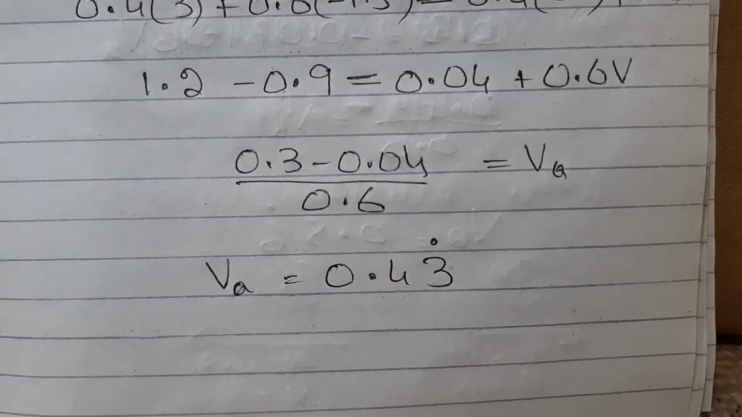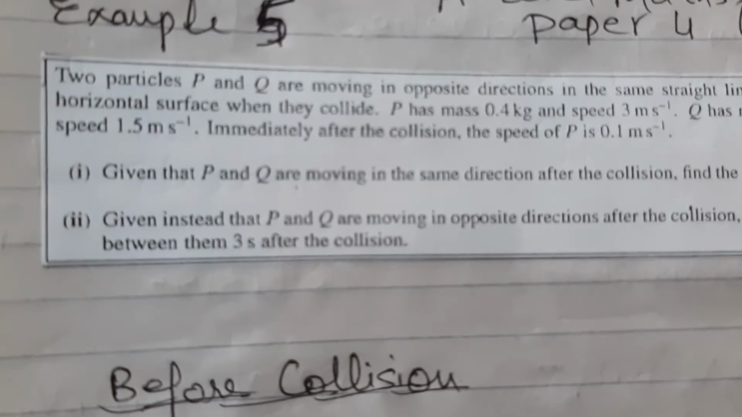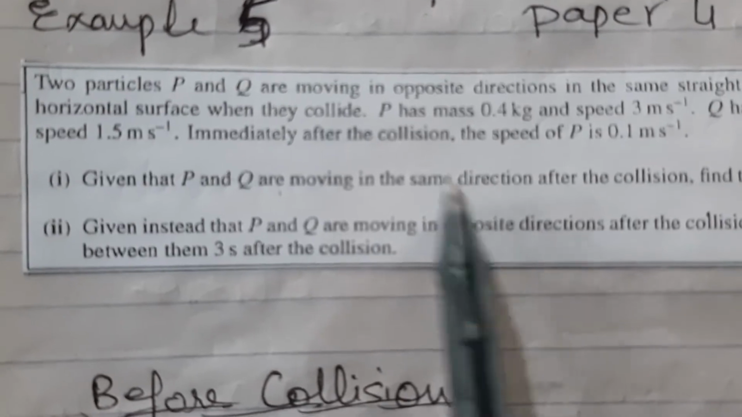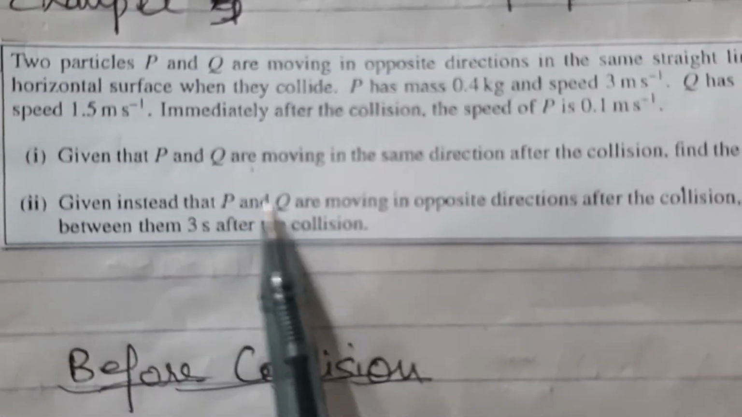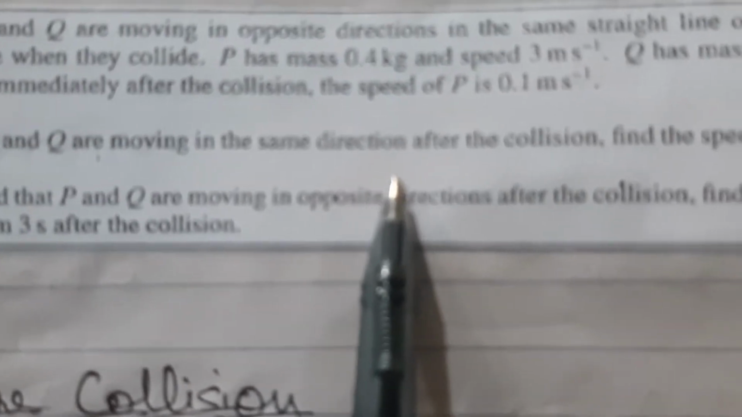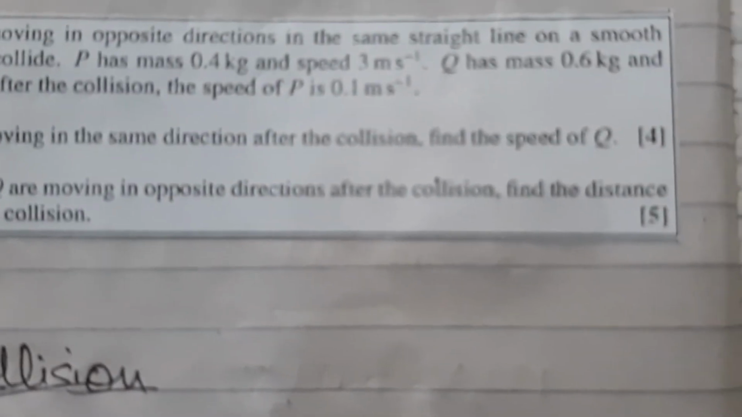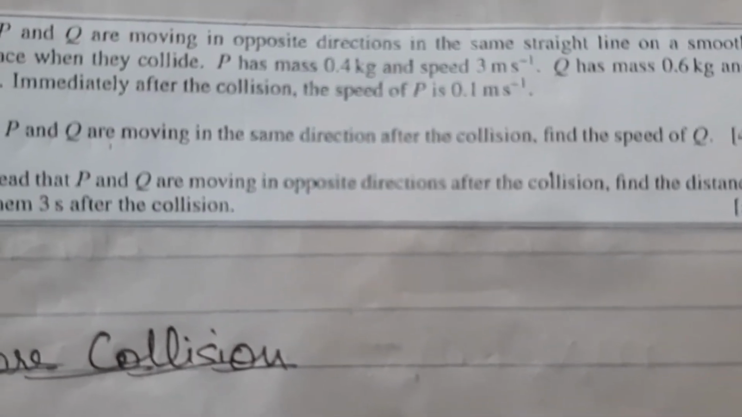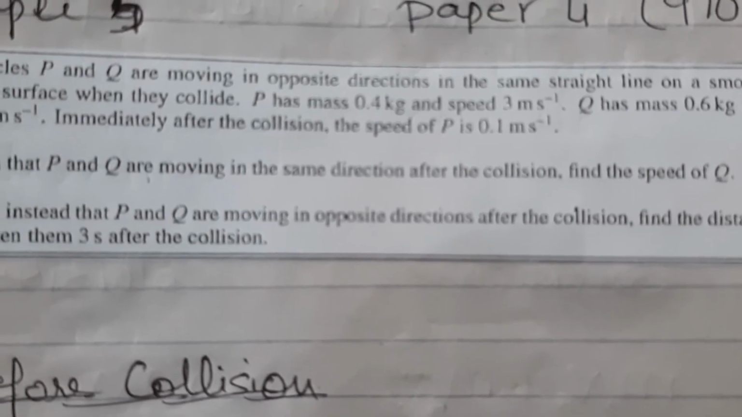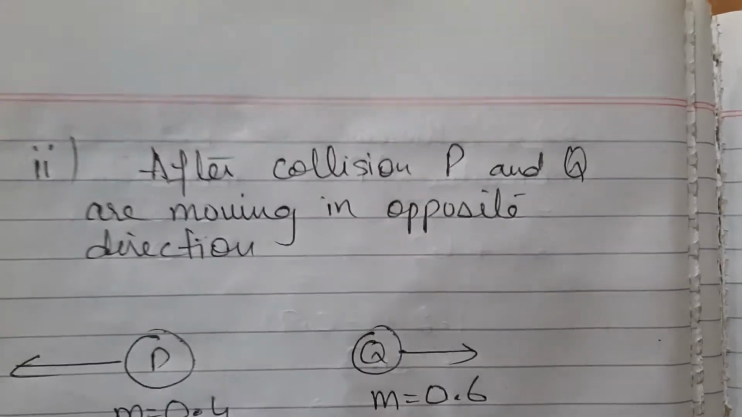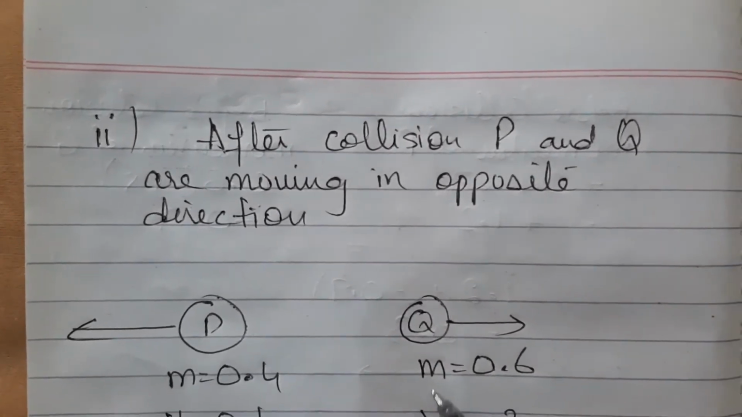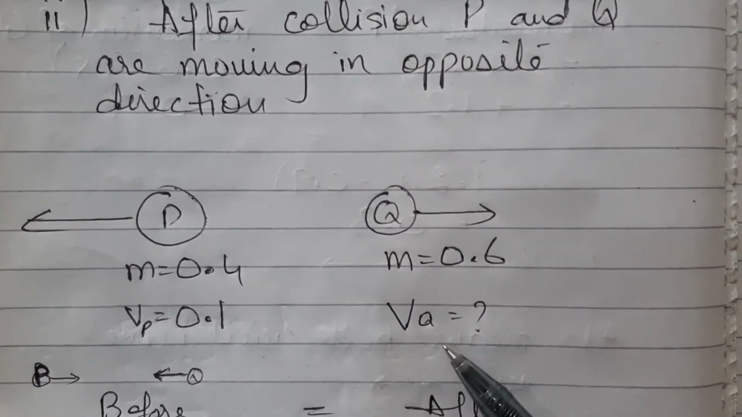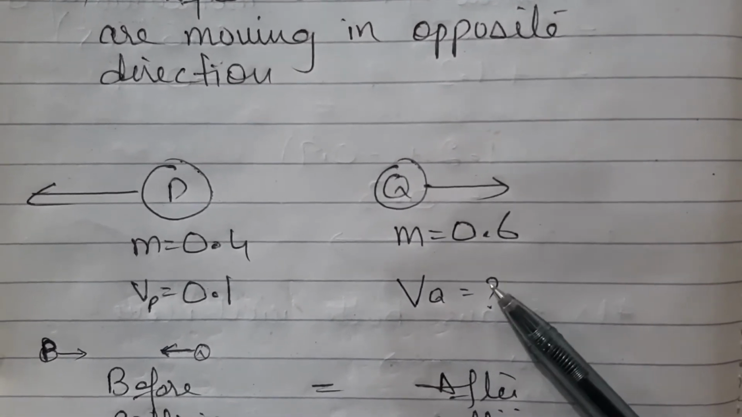Let's see what this question is about. Part 2 of the same question. Part 1 was saying that after the collision, P and Q are moving in the same direction. Now part 2 is saying that P and Q are moving in opposite directions after the collision. So find the distance between the objects 3 seconds after the collision. So let's see what we will do now. Part 2, I'm explaining in the form of a diagram. After collision, P and Q are moving in the opposite direction. So this is the meaning of the question, right?